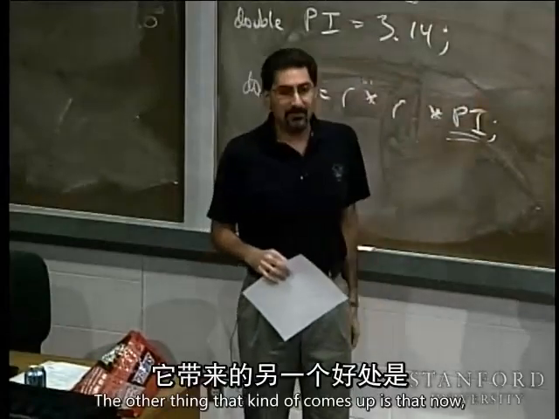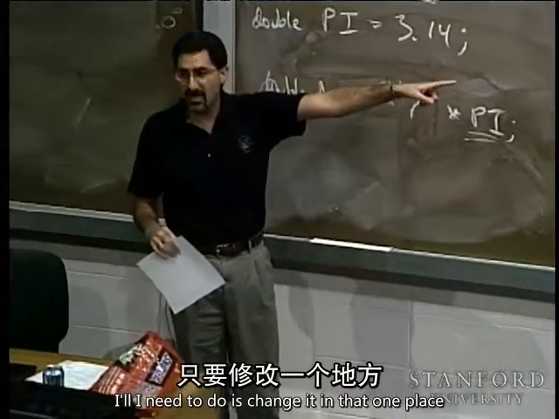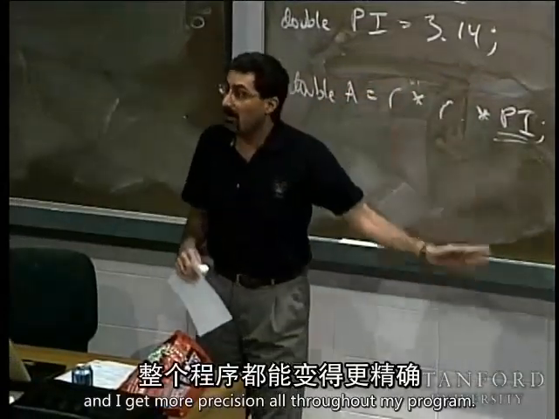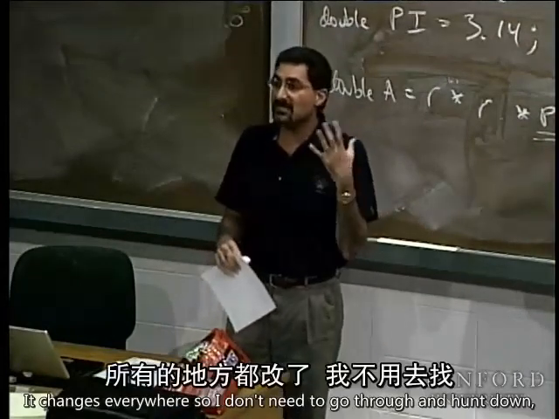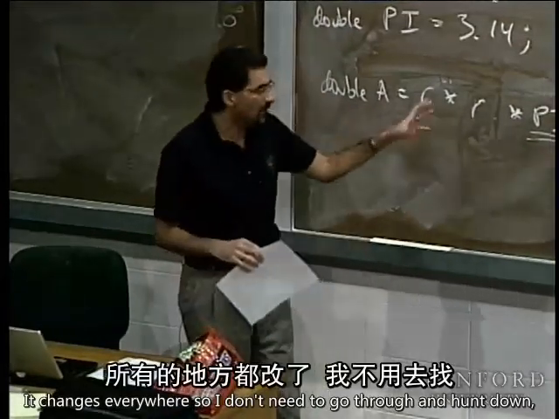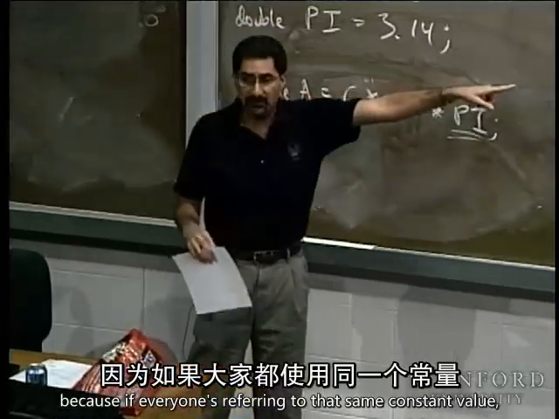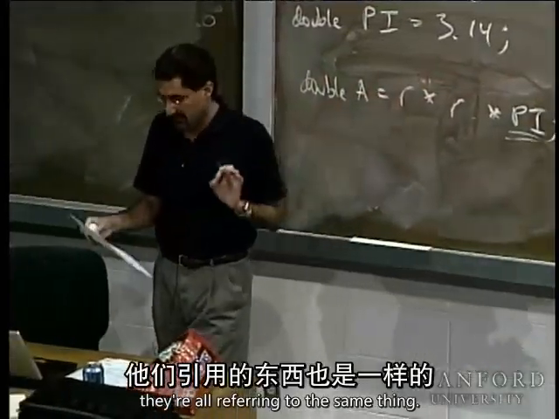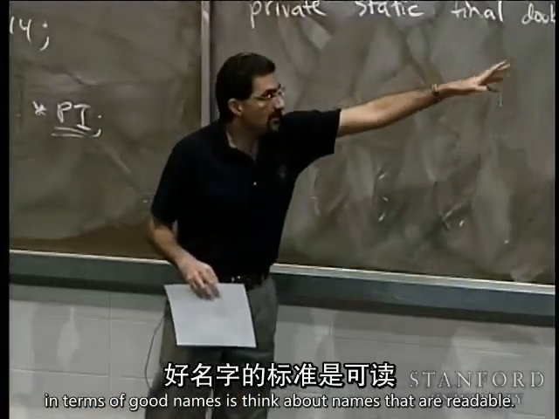The other thing that comes up is that now, if I used pi all throughout my program, all I need to do is change it in that one place and I get more precision all throughout my program. So that's one thing in terms of nice software engineering, right? It changes everywhere, so I don't need to hunt down where I put 3.14 in my program. And I have no inconsistencies, because if everyone's referring to that same constant value, they're all referring to the same thing.